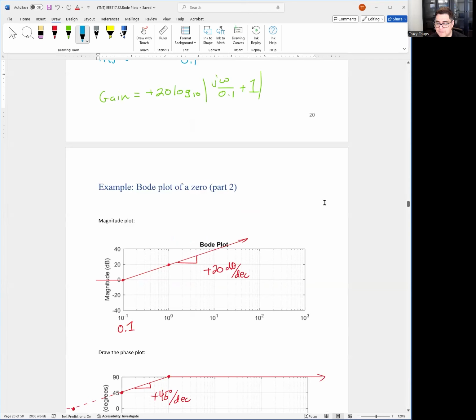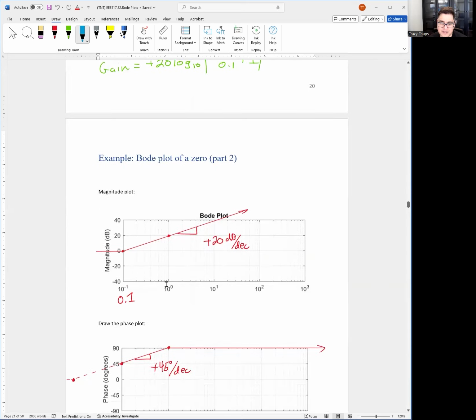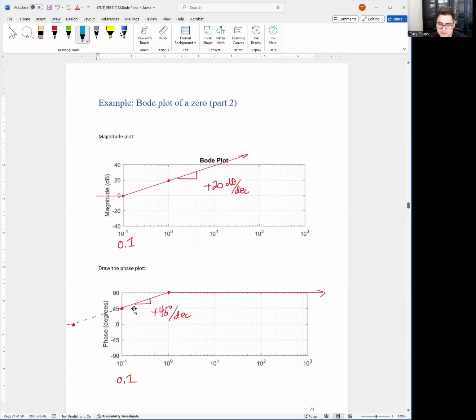So the main thing I want to do is shift where the pole is. Previously we had a pole at 10. I want to put a 0.1 just to see how the graph changes. Still the same shape, it's just shifted to the left or to the right, depending on where your 0 is located. For the phase shift, here at 0.1, it's going to be 45 degrees.